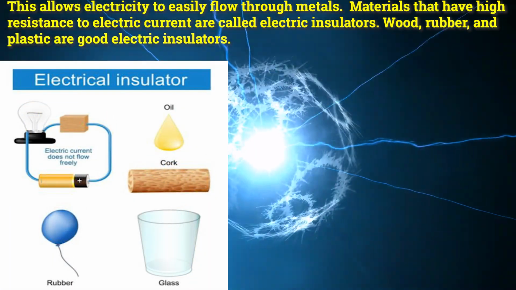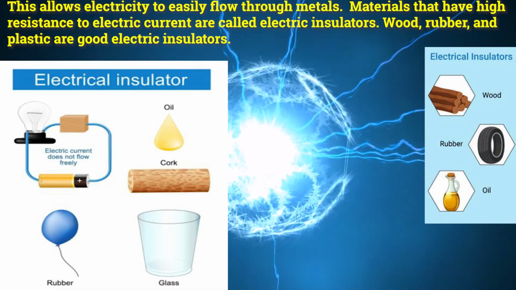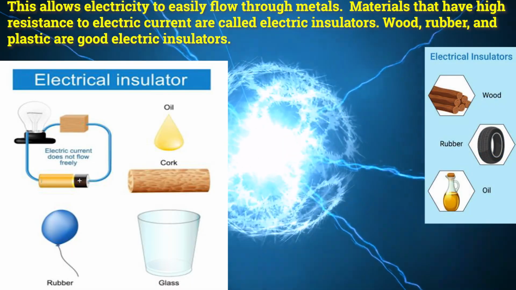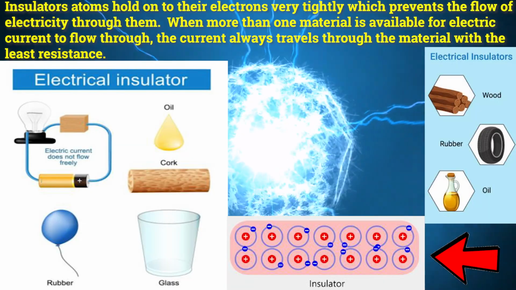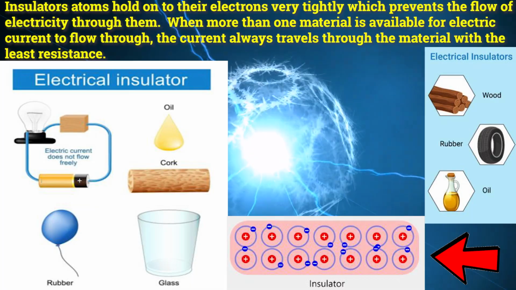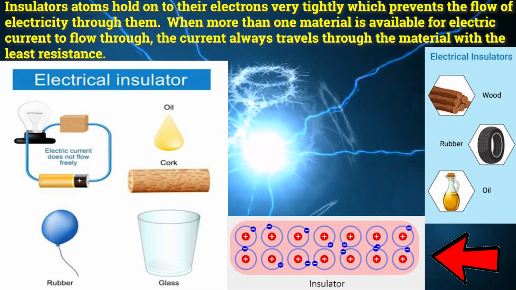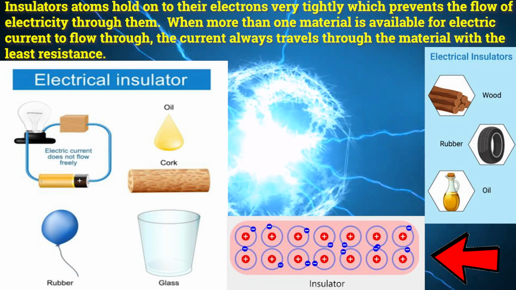Materials that have high resistance to electric current are called electric insulators. Wood, rubber, and plastic are good electric insulators. Insulator atoms hold on to their electrons very tightly, which prevents the flow of electricity through them. When more than one material is available for electric current to flow through, the current always travels through the material with the least resistance. And that's our video for today.